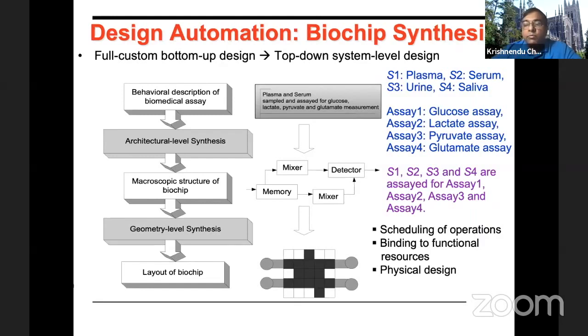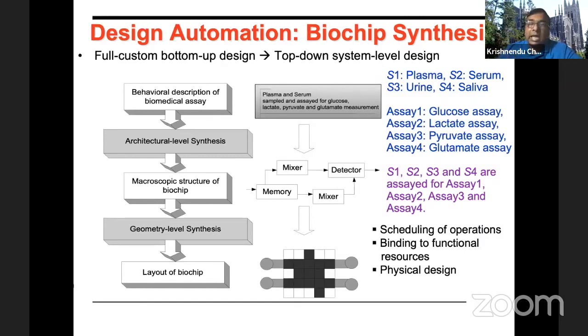Okay, so with that, let me move to the next part of the presentation, which is about how do I optimize these systems? Because in the end, my goal is to complete my reactions in the shortest possible time using the minimum possible volume of reagents and sample and ensure very high reliability. So you can think about this now in terms of algorithms. So we are talking about a specification of the biomedical assay. What do I want to do on these chips?